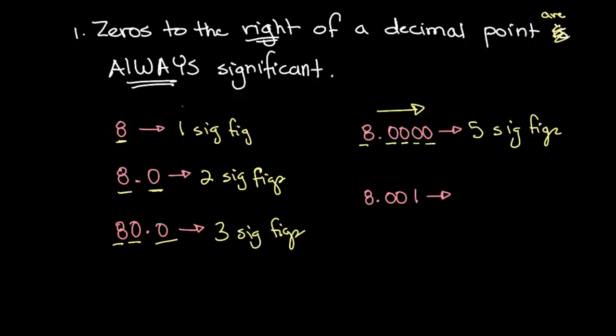For the last one, we're going to see that every zero that's like these two that are trapped, so those zeros are trapped, they are always going to be significant. Plus, they're also to the right of the decimal point. So we have 1, 2, 3, and 4 significant figures. So 4 sig figs. Moving on.